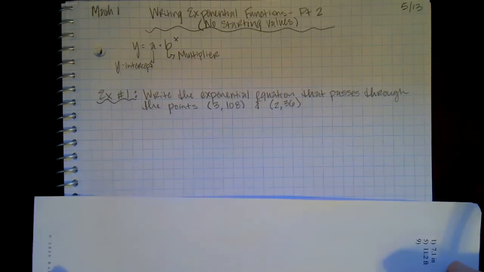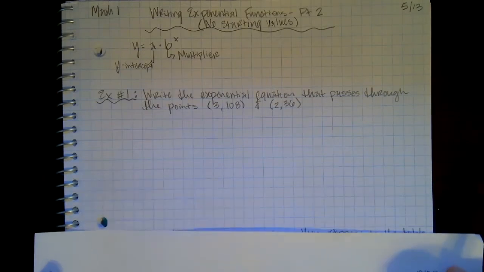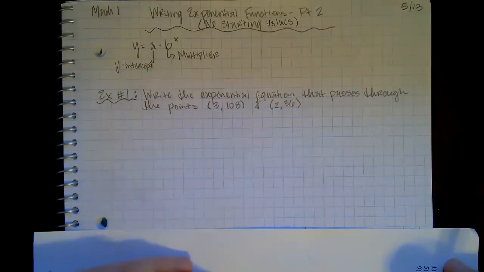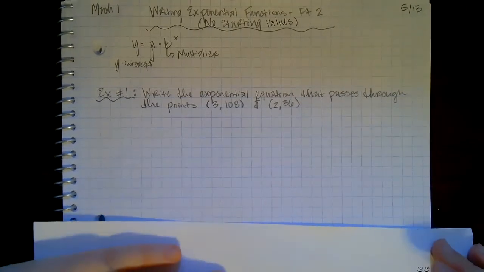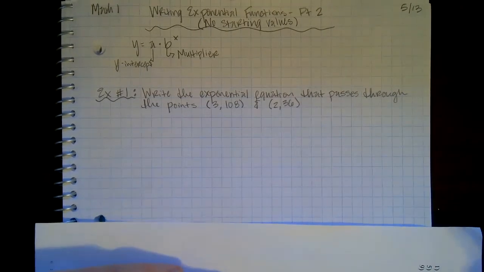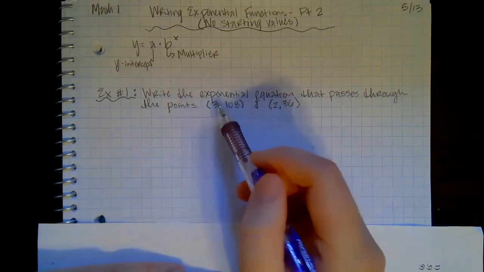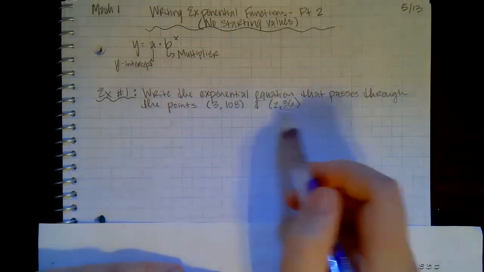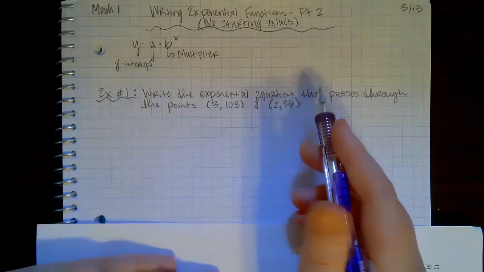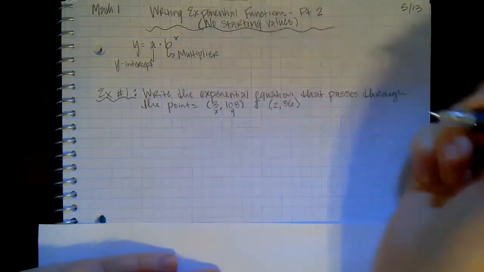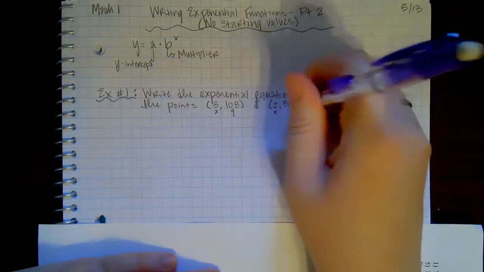Okay, so let's look at what we can do here to solve. The first thing I'm going to do is start plugging in information. Now, unfortunately, we don't have an a value. How do I know? Because the y-intercept is always (0, something). I don't have any (0, something), so I don't know what the a value is. But I know this is x and y, and I know that this is x and y.